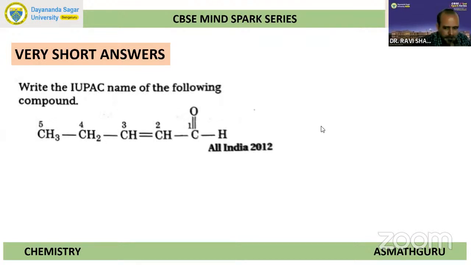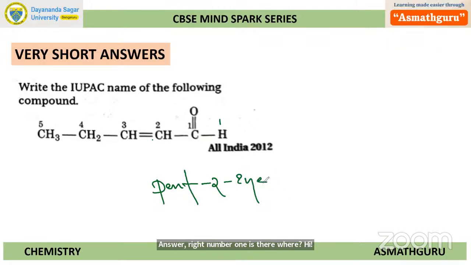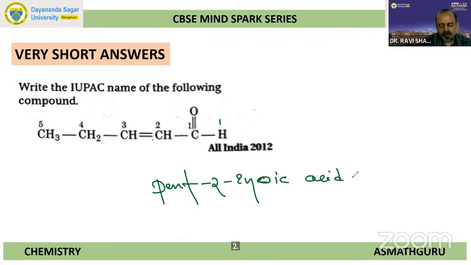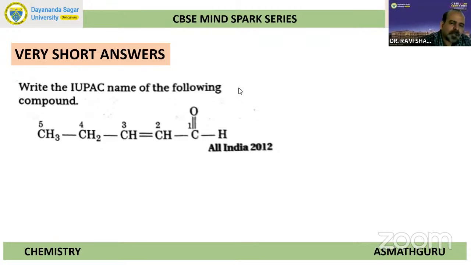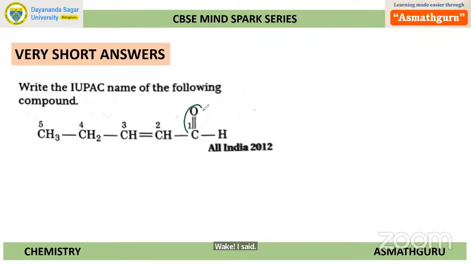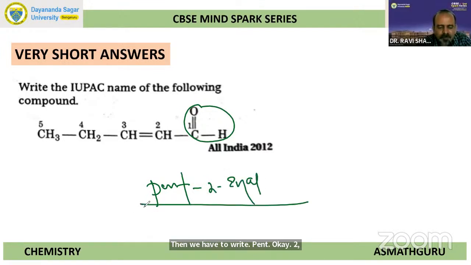What is the IUPAC name of the given compound? Pent-2-enoic acid. How many carbon atoms are there? 5. So you write pent. Double bond is there, where? At 2. Then acid, so the e should be replaced by oic acid: pentanoic acid. Sir, here an aldehyde group is present, how can we write oic acid? You are right, yes, it is an aldehyde. Then we have to write pent-2-enal. I cited it as a carboxylic acid by mistake. Got it? Is it right now? Yes, sir.